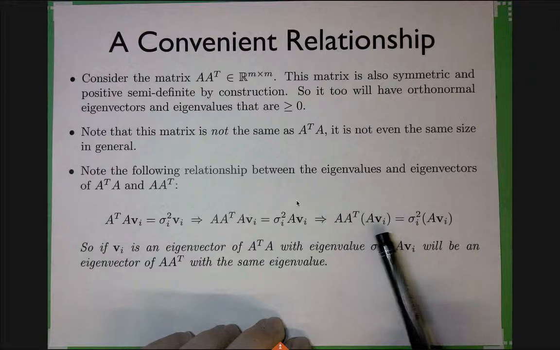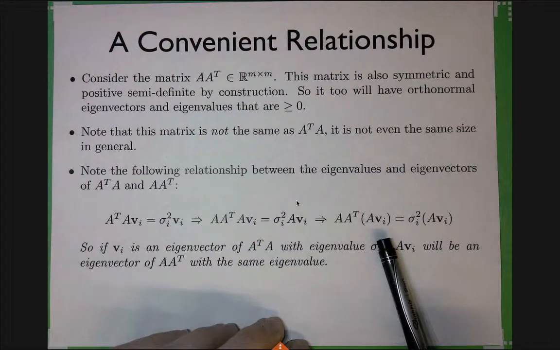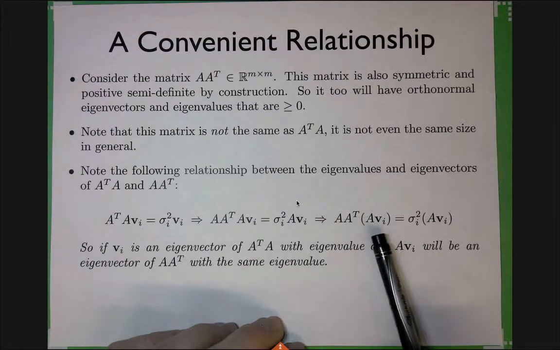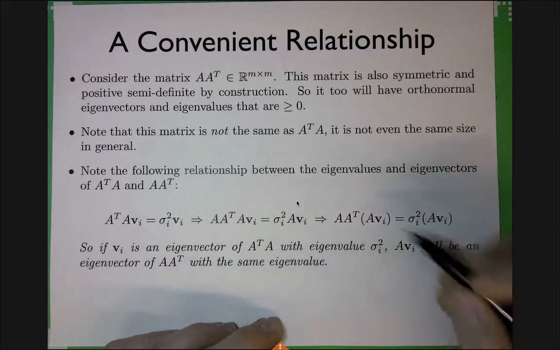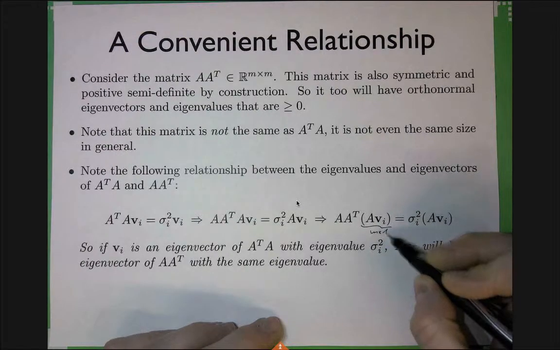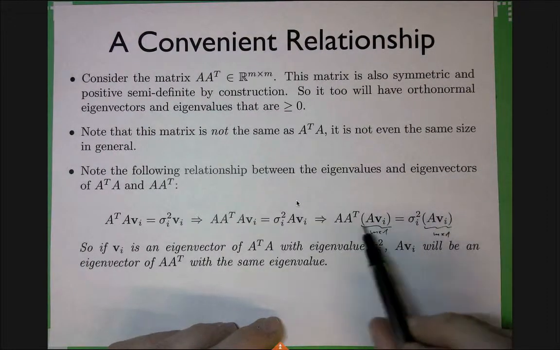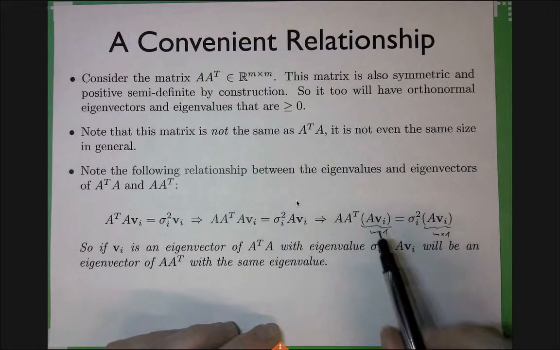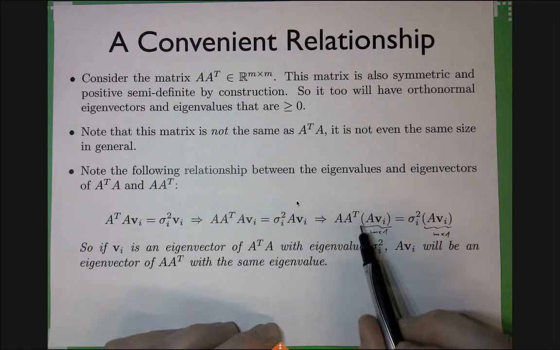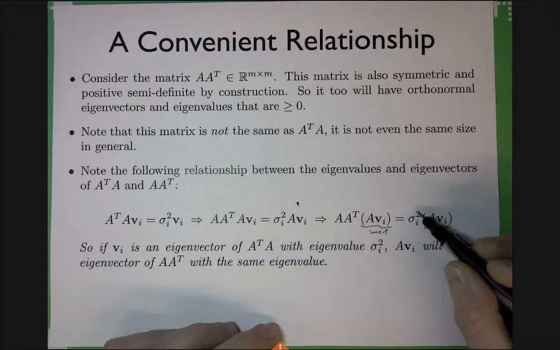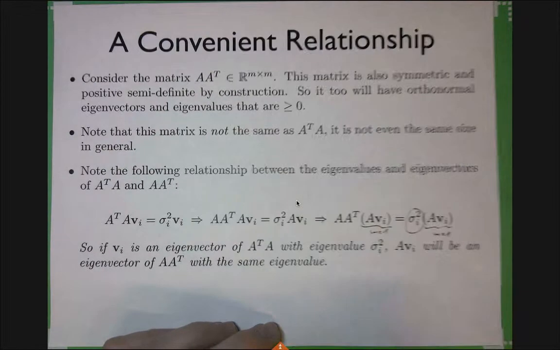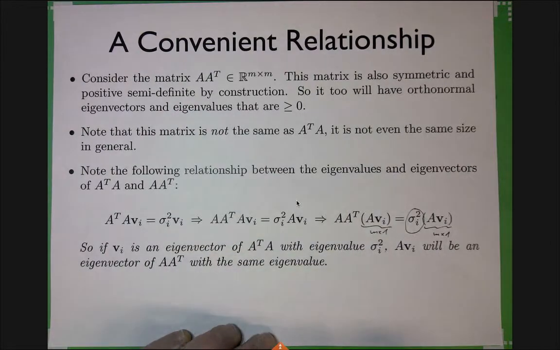And what I see is that the vector A v_i, what is the dimension of that vector? That's an m-dimensional vector, right? This is just an m by 1 vector. This is the same thing, right? And it turns out that A v_i is an eigenvector of A A^T, which is very interesting. More interestingly, with exactly the same eigenvalue as this guy here.